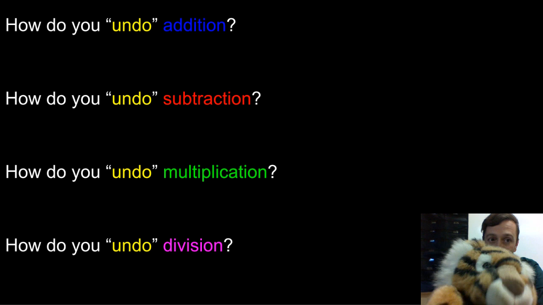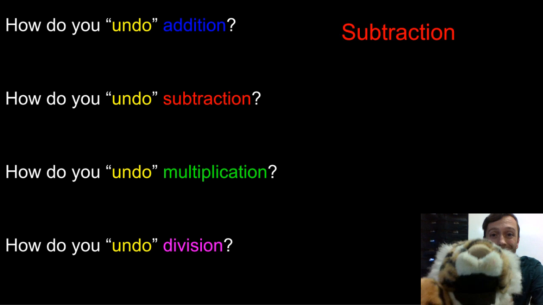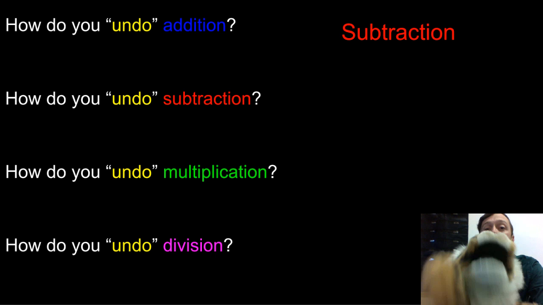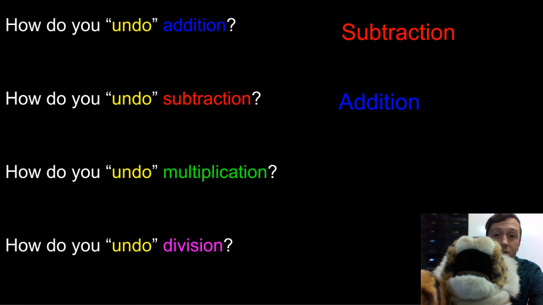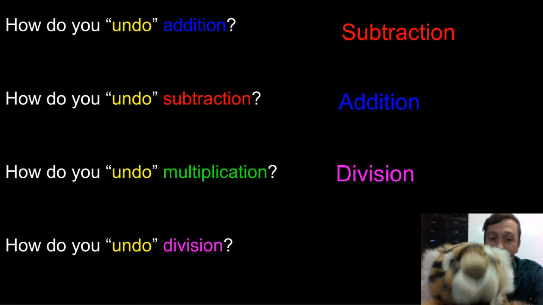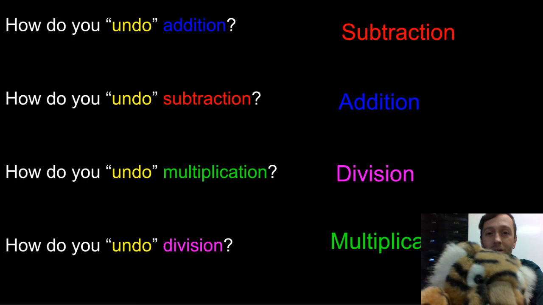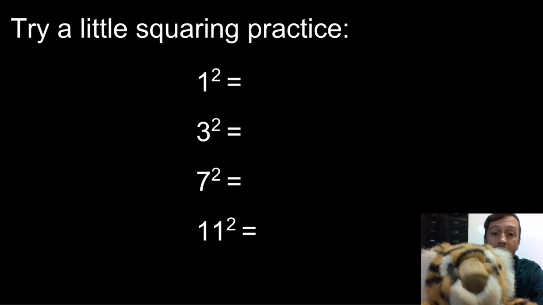Just a reminder. How would you undo addition? That's called subtraction. So the opposite of subtraction, hopefully, is addition. How do you undo multiplication? Go backwards. You would divide. It's called division. And how do you undo division? It's called multiplication. So let's look at exponents.